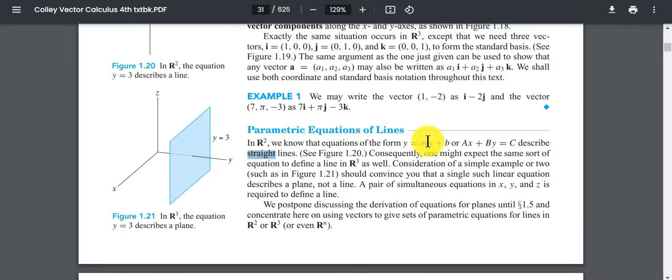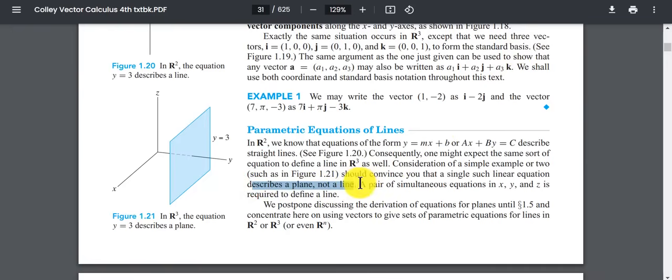So we probably shouldn't expect that if this gives us a line in 2 space, and this one gives us a line in 2 space also, that it's going to give us a line if we just do this, but we're talking about 3 space. So either of these also define a plane in 3 space. So she says it describes a plane, not a line.